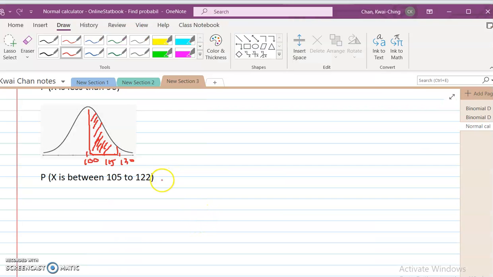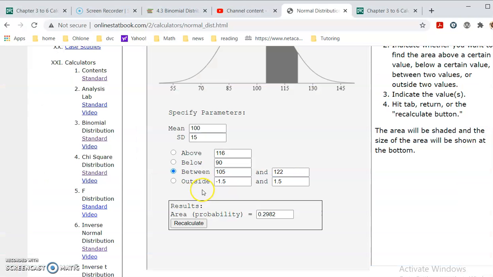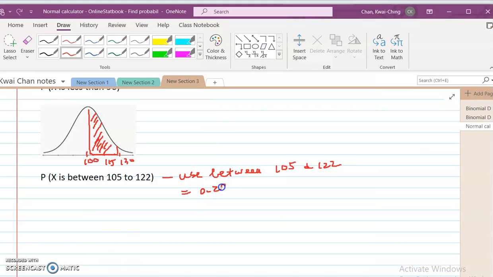So you will use between 105 and 122 and then recalculate. That would equal 0.2982.